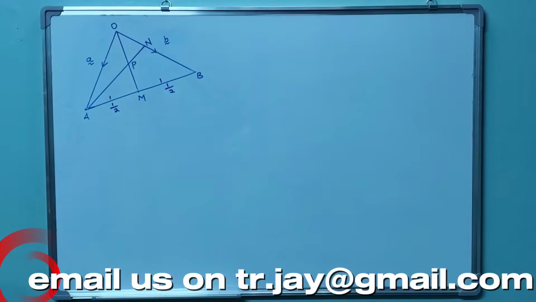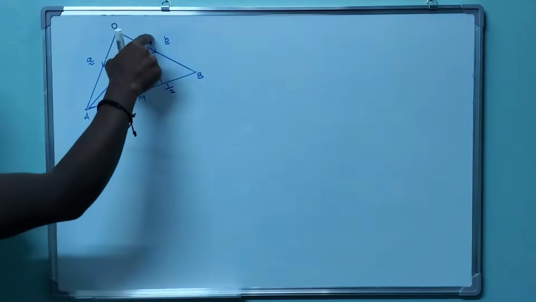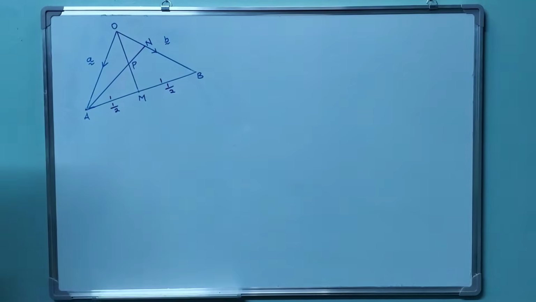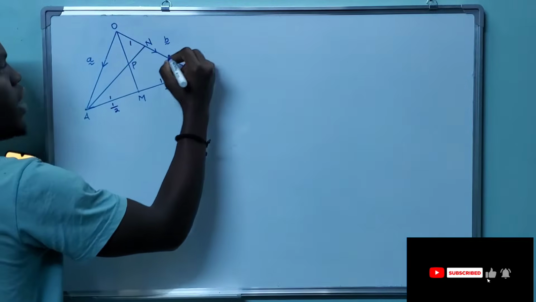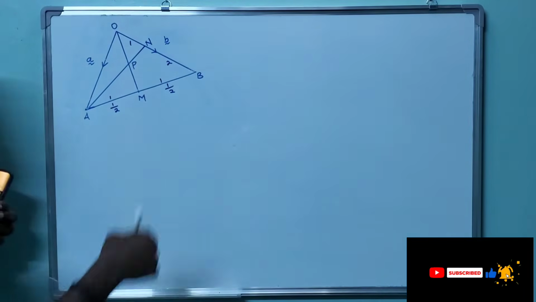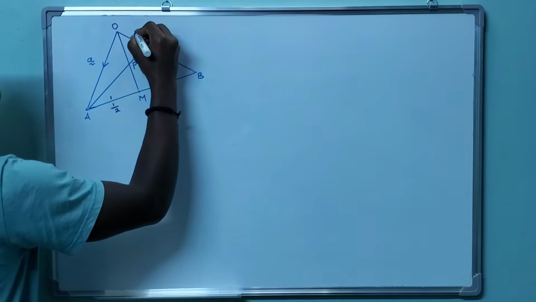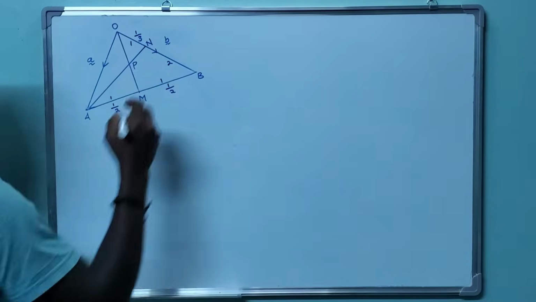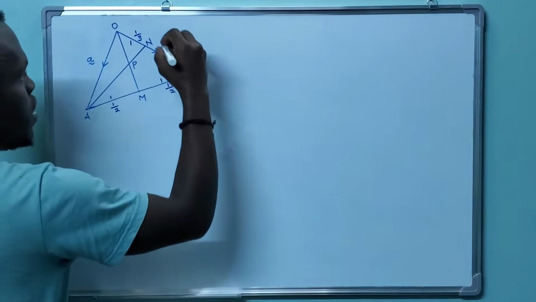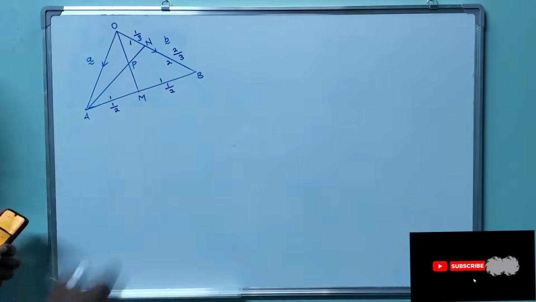Then you're being told N is a point on OB such that ON and NB equals 1:2. So this one is ratio 1:2. We are going to convert that into a fraction, whereby ON is 1 over the total, where the total ratio is 1 plus 2, which is 3. And for NB, the fraction is going to be 2 over the total ratio, which is 3.